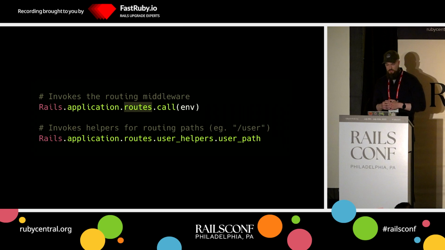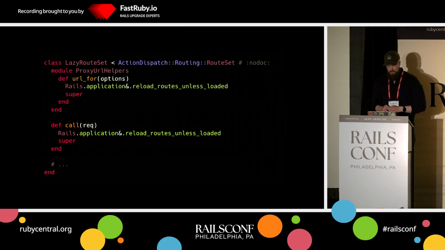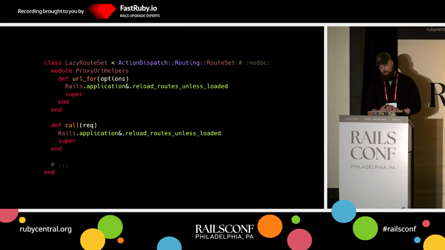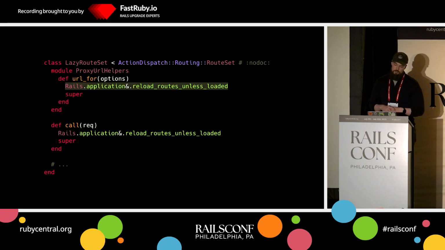So we need to build a smarter route set, one that knows how to intelligently load itself. And we can do that a few different ways. But we landed on using a subclass and calling that subclass the lazy route set. So when a public API method is executed, we execute a conditional reload in the method override, and that way we're able to load the application's routes at the latest time possible.